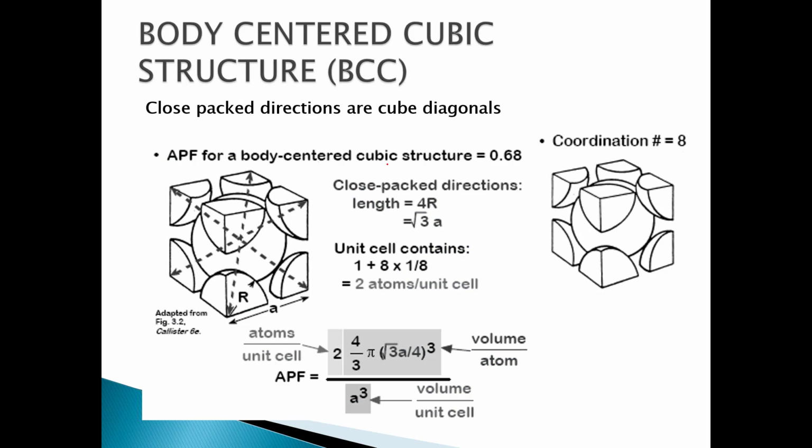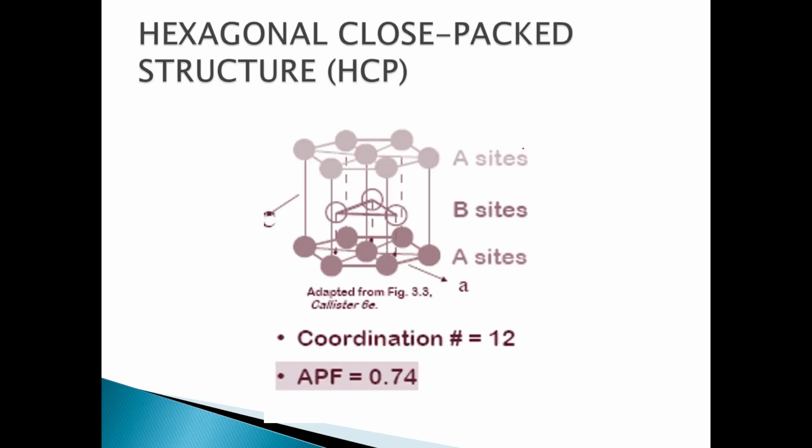Then we have body-centered cubic structure. Here the close packed directions are cubic diagonals, coordination 8. The unit cell contains 2 atoms. APF is equal to 2 into volume of atom divided by volume of unit cell. So we get APF as 0.68. Hexagonal close packed structure, HCP. Here coordination is 12. APF is 0.74. Here we have A site at the top, A site at the bottom, then the B site in the middle.